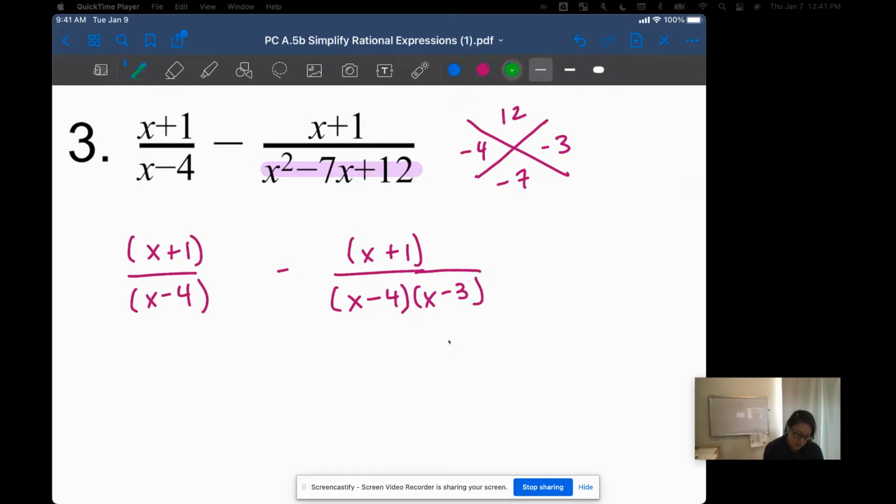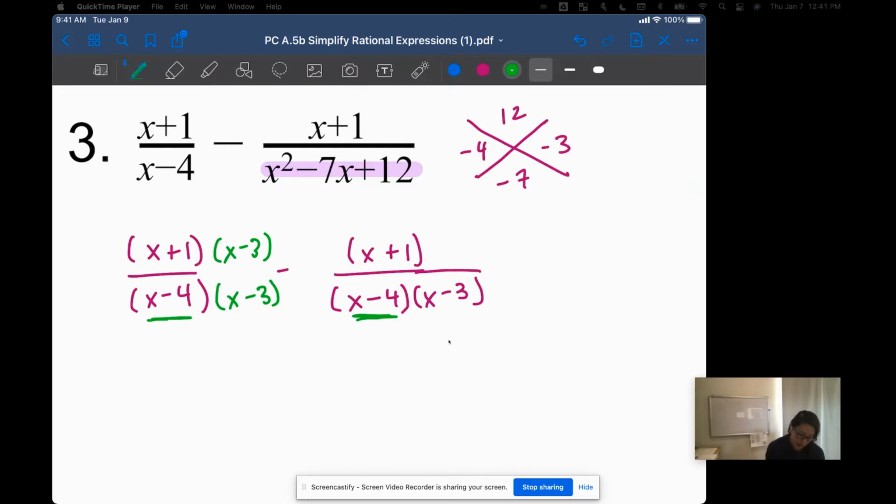And I already see that the second fraction has 2 factors, so 2 things I'm multiplying together. It's x minus 4 and x minus 3. The first fraction already has a factor of x minus 4, so I only need to multiply by the second factor from the second fraction of x minus 3. Okay, so anything I do to the denominator, I'm going to have to do to the numerator.